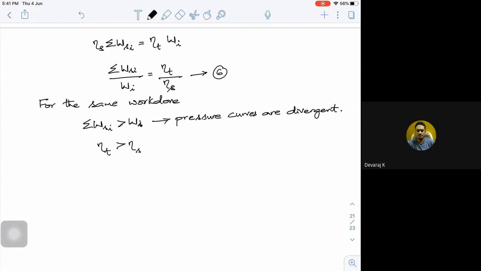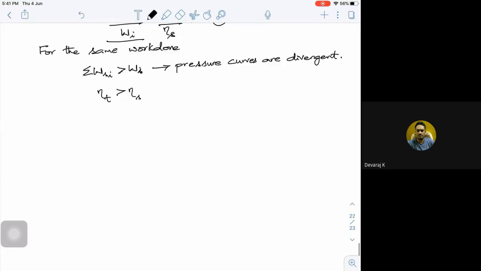Okay, so because of this particular thing, this factor, that is the summation of your total isentropic stage work to single stage turbine work, this one we call as a reheat factor. Okay, we call that a reheat factor. Now let us define it. Reheat factor, RF.